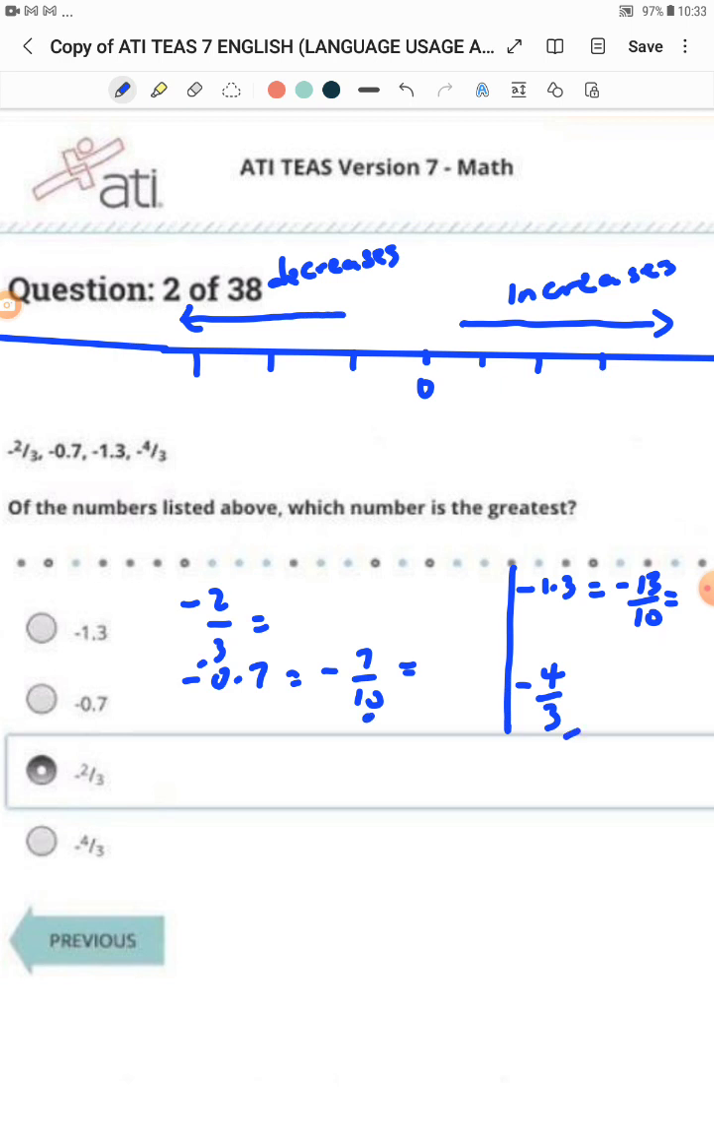So what is the LCM of 3 and 10? LCM means lowest common multiple. So what's the LCM of, okay, 3 and 10? This is the method that we normally use to find LCM.